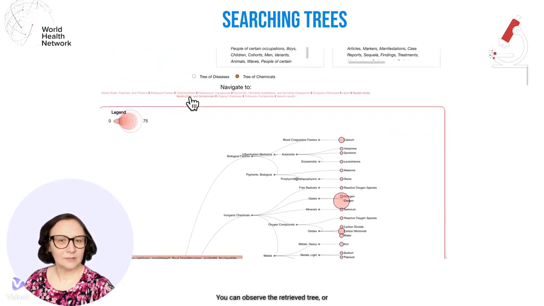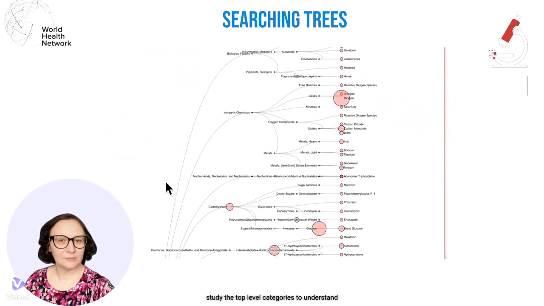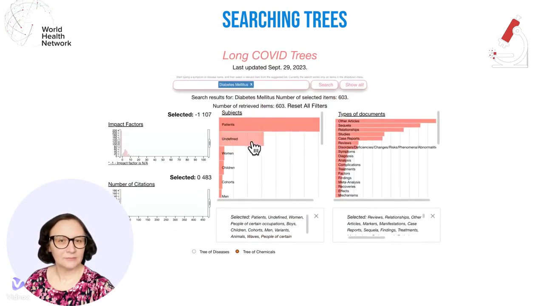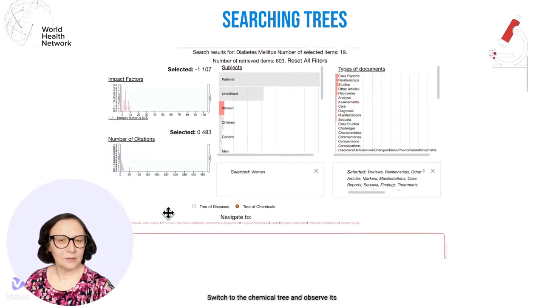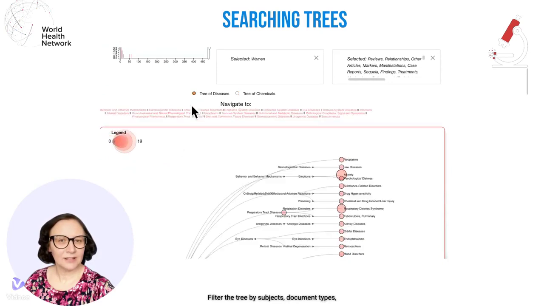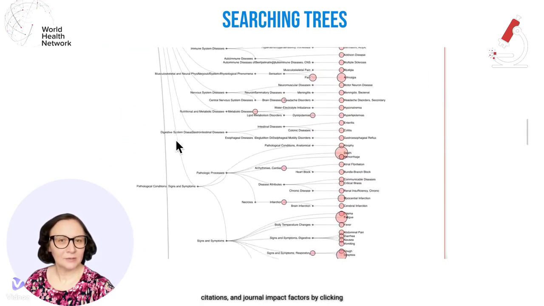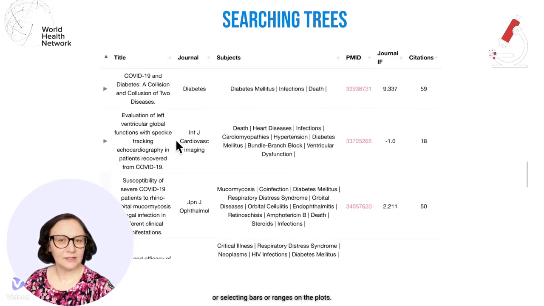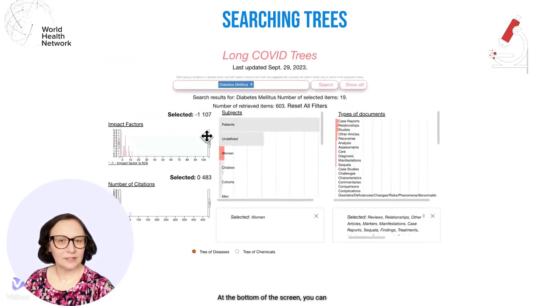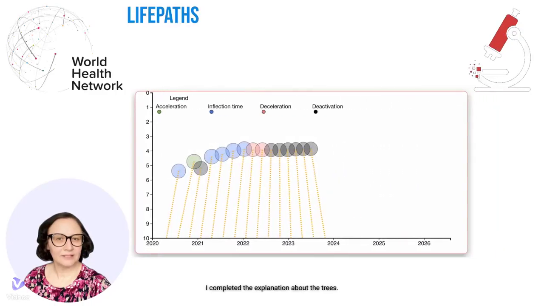You can observe the retrieved tree, or study the top-level categories to understand the overall picture about long COVID. Switch to the chemical tree and observe its structure. Filter the tree by subjects, document types, citations, and journal impact factors by clicking or selecting bars or ranges on the plots. At the bottom of the screen, you can read the papers from which the terms were derived. I completed the explanation about the trees. And now let's move on to life paths.